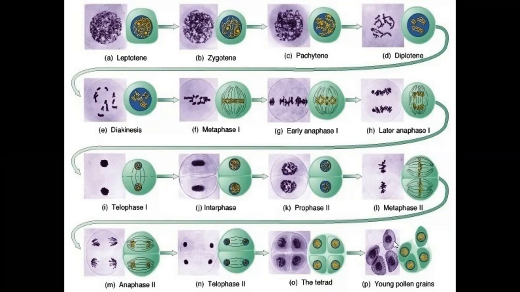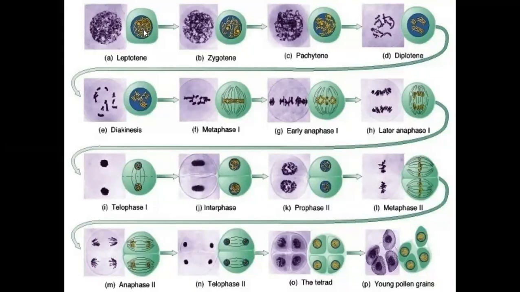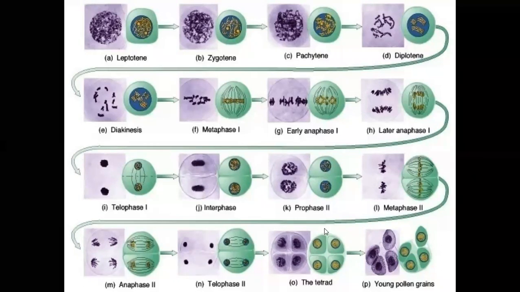So children, this is the reduction division or meiosis division. Why do we call it the reduction division? The pollen mother cell is in diploid condition, meaning it contains two sets of chromosomes. The pollen mother cell participates in the reduction division or meiosis to form four haploid pollen grains. Haploid means the pollen grain contains a haploid set of chromosomes, a single set of chromosomes, present in the daughter cells.